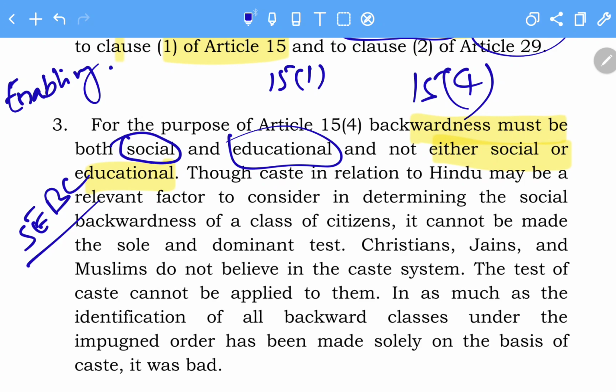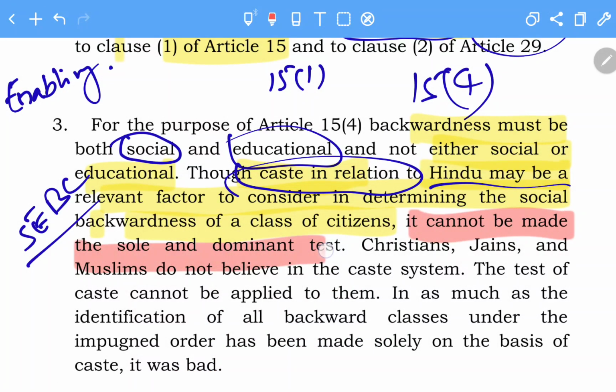Now, whether the caste can be a factor to decide the backwardness. So, what you find is that the court has made a point here that when you talk about the Hindu community or Hindu society, you will find that there is a backward class of citizens, and those backward classes of citizens are based on the caste. So the court has said that caste is also a very relevant factor, particularly in the Hindu community or Hindu religion. But this test, which is here, can't be a sole and dominant test.